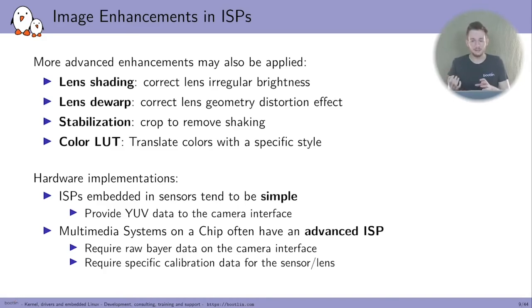In the other case where you don't have an ISP or just a very simple ISP, then it's up to the system on a chip to have its own ISP to apply the enhancement steps and get a good looking picture at the end. So in that case, the ISP on the system on a chip will need to have some calibration data and some specific configuration to be adapted to the sensor and to the lens that are used, because some of the steps are quite specific to the two.